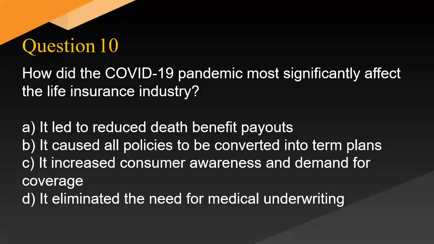How did the COVID-19 pandemic most significantly affect the life insurance industry? A. It led to reduced death benefit payouts. B. It caused all policies to be converted into term plans. C. It increased consumer awareness and demand for coverage. D. It eliminated the need for medical underwriting.